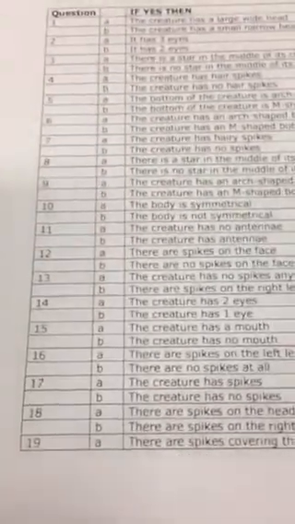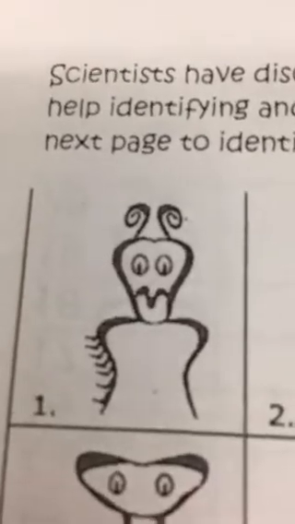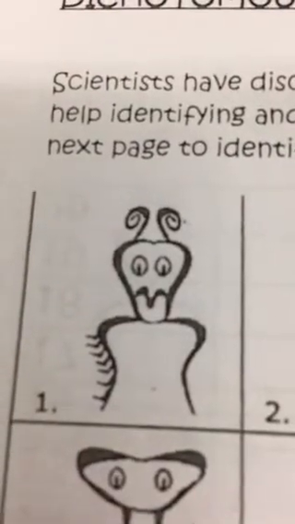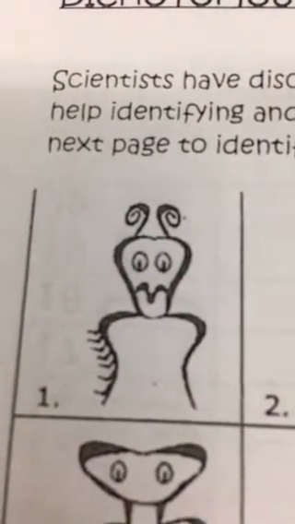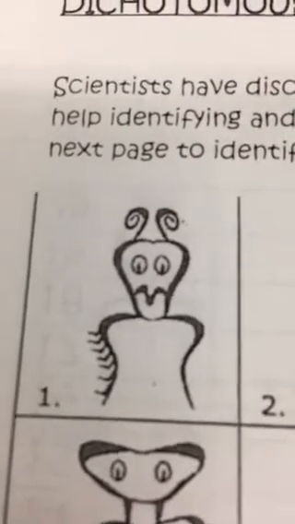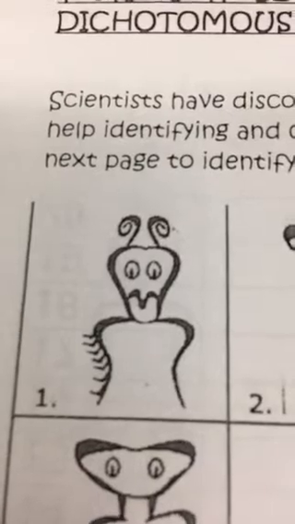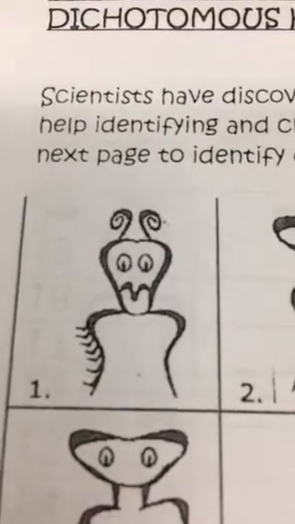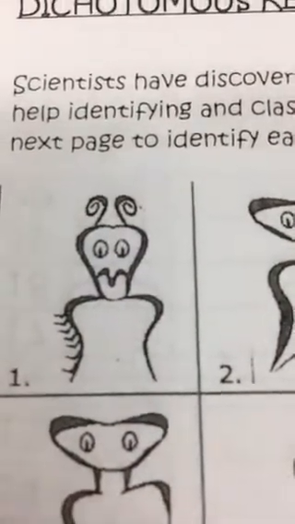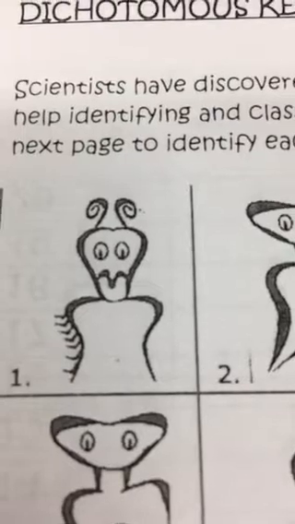Okay, so we're going to continue to look just at that organism there. The statement there says, does the creature have two eyes or does the creature have one eye? This creature has two eyes, so then it tells me to go to number 15. When I go to number 15, it says the creature has a mouth or the creature has no mouth. Well, right here, this weird little shape, that is actually a mouth, and so this creature does have a mouth. So then we're jumping down to number 16.